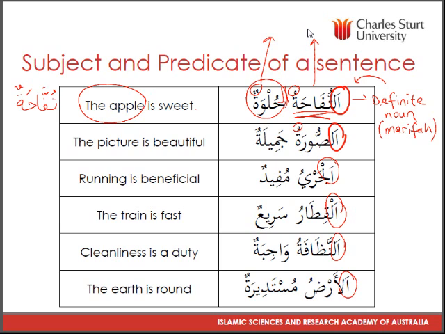Subject is mubtada and khabar is predicate. Look, let's explain it this way. To make a sentence, first, you should have a subject and a predicate. Okay? Or in Arabic, the subject is mubtada, the predicate is khabar. Second thing, to make this a sentence, you have to use this subject in definite form.